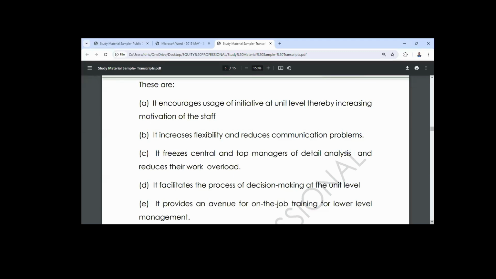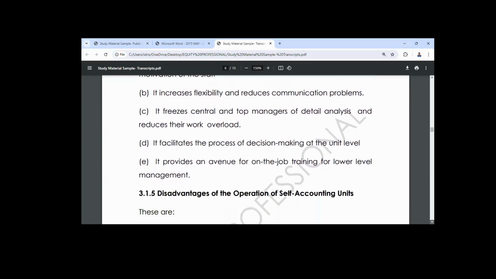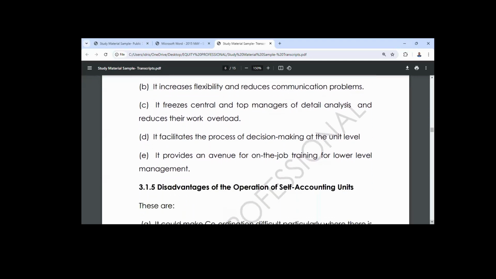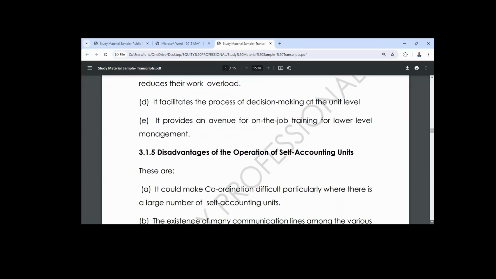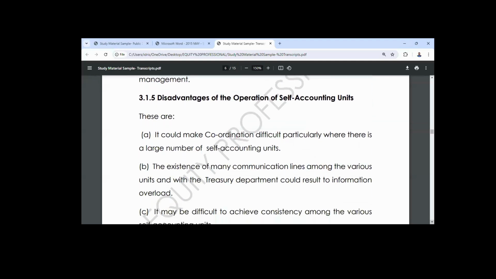It facilitates the process of decision making at the unit level. It provides an avenue for on-the-job training for lower level management. All these are the advantages of self-accounting unit.